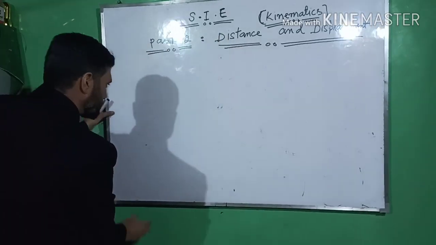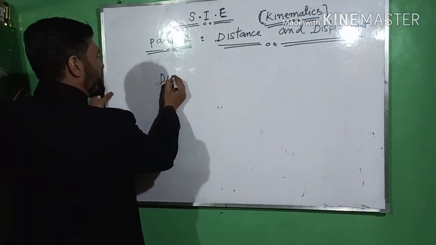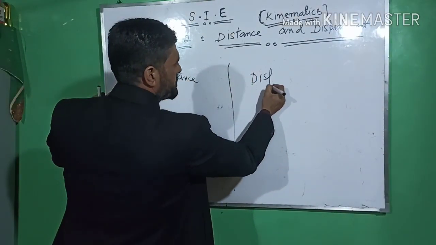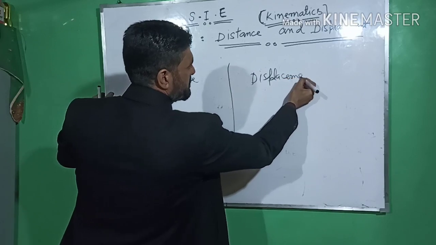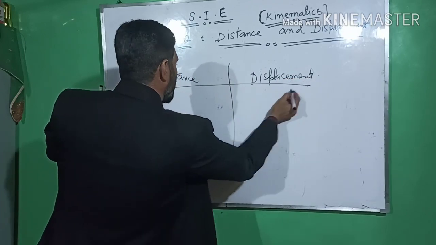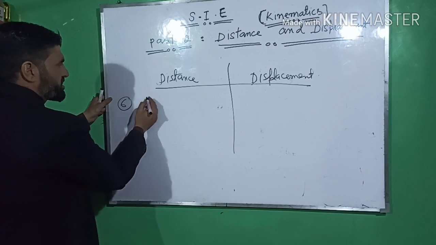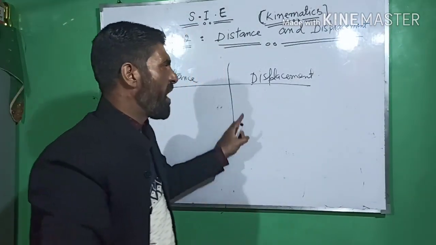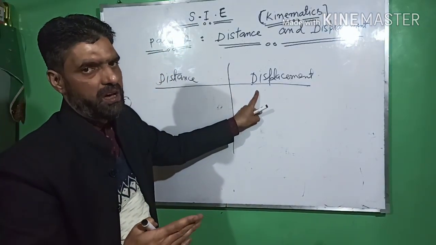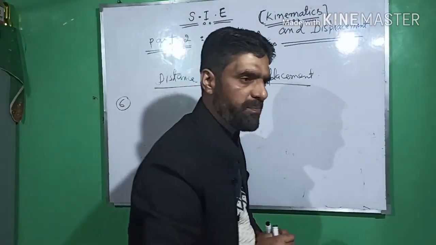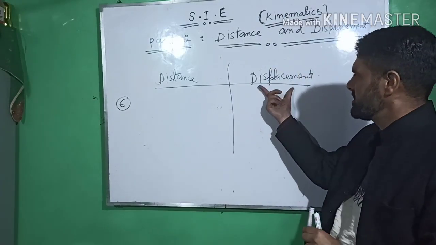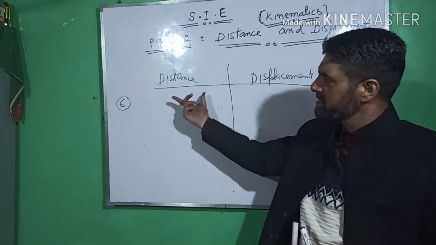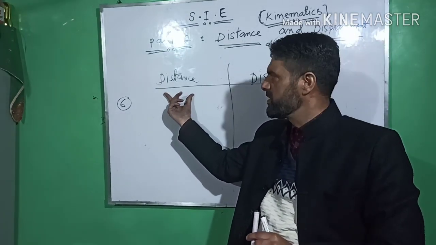See, my dear students, if I am taking here distance and here displacement, now the sixth point: distance tells us the actual path traveled by a body between two points, but displacement does not tell us about the actual path traveled by a body between two points because it is the shortest distance, whether the body travels through that distance or not. But distance is the actual path traveled by a body between two points.